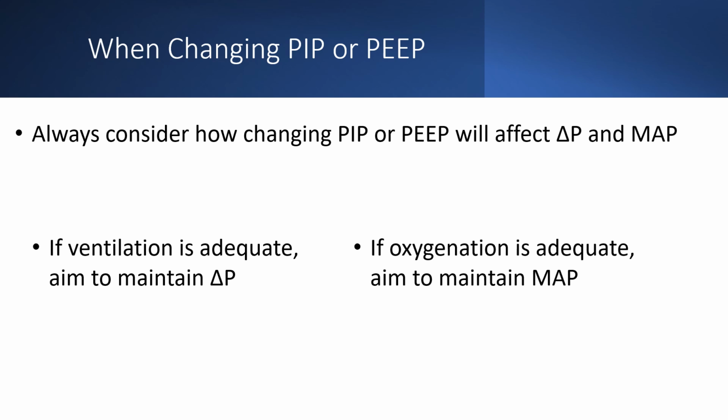When changing the PEEP or PIP, consider how these changes affect the mean airway pressure and delta P. If the manipulation results in a change in the delta P, then ventilation will change. If the manipulation causes a change in mean airway pressure, oxygenation will be impacted.